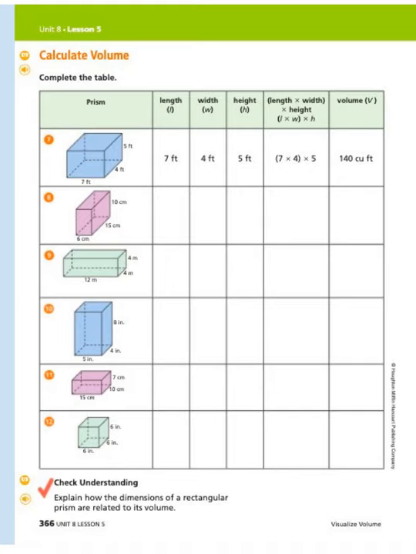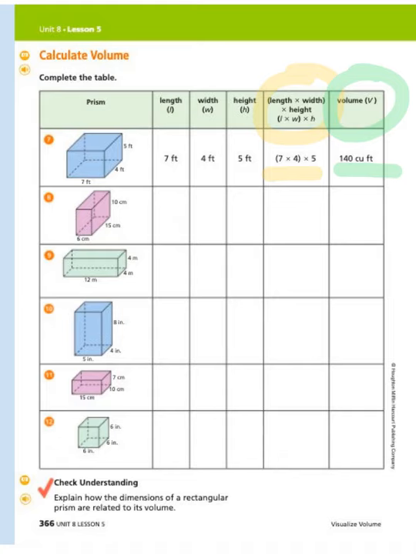So what we're supposed to do on this page is we're going to figure out what is the length, what is the width, what is the height of something, and then we're going to figure out how do we solve the volume by using the formula length times width times height. And then that is the same as the volume over here. So this is the problem that you do, and this one is the answer, is the volume.